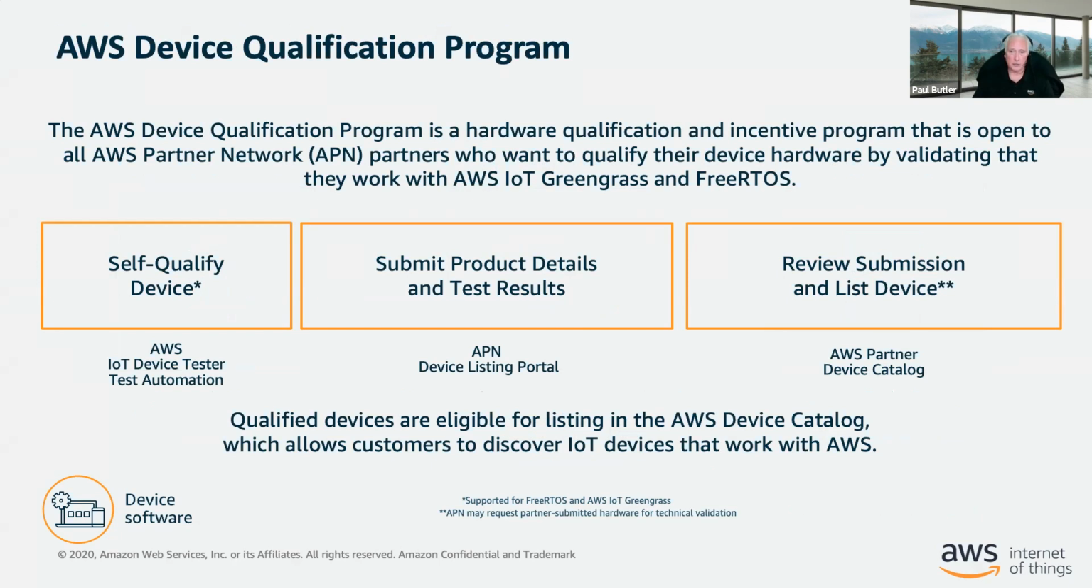That allows you to be listed in our device catalog. The device catalog is a place where, if you're building solutions and you want to know that the devices you want to build into your solution have been tested and work with AWS, the catalog is a great place to find these devices. And the device makers like to be able to say, yes, my product has been qualified and it's in the catalog, and that means we have confirmed that it does work with AWS services.